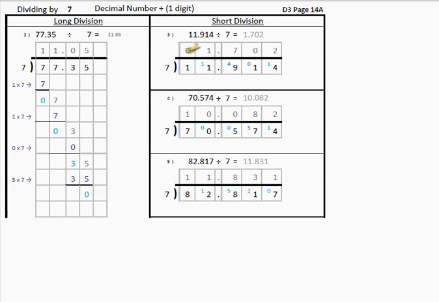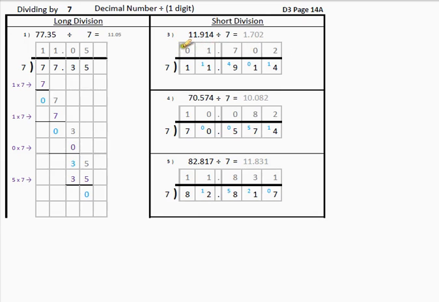7 goes in 1, it cannot, so it's 0, remainder 1. 7 goes in 11, 1, and my remainder is 4. Okay, the points line up. 7 goes in 49, 7, no remainder. I have a 1 here. 7 goes in 1, 0, remainder 1. 7 goes in 14, twice, and there's no remainder, and that is then my answer.